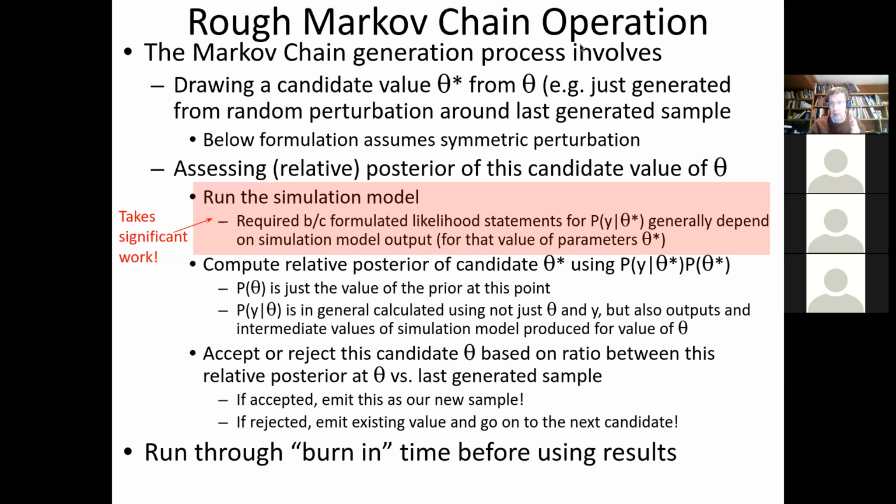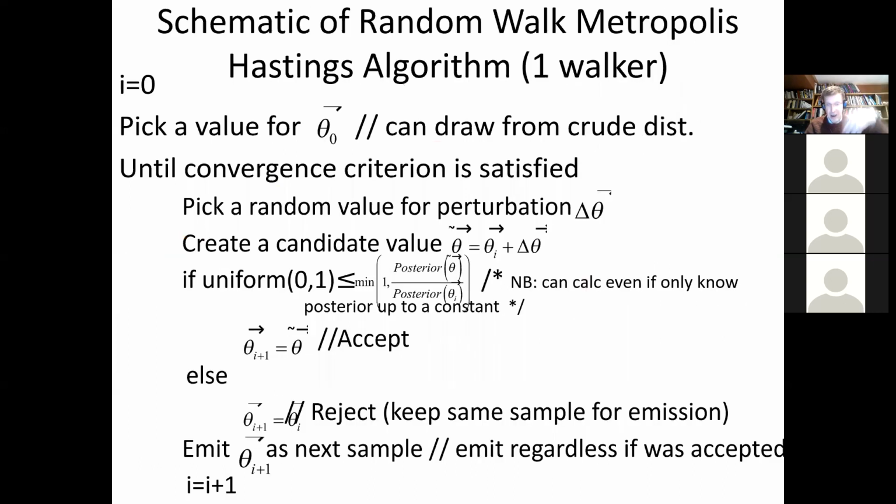So at any one time, we'll be at a certain value of theta. We'll pick a candidate. We'll evaluate the candidate relative to our current position theta. The candidate is called theta star. We'll evaluate the posterior there, compare it to our posterior, take the ratio, and decide: do we transition or not? Or do we stick at our current place? If we stick at our current place, we'll re-emit our current value. If we transition, we'll emit that value, and that will become our current place.